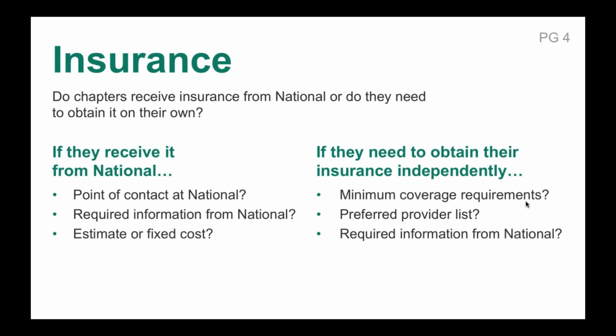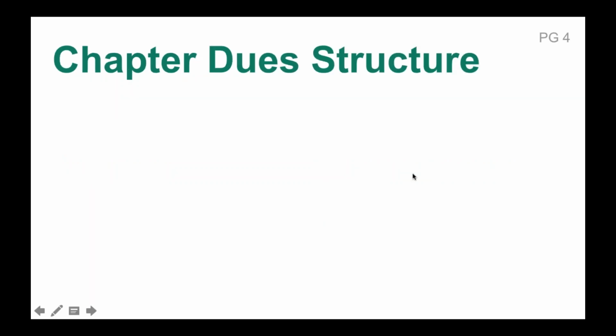If they need to obtain it independently, are you communicating the minimum coverage requirements? Are you providing a preferred provider list, so that maybe you can help negotiate better rates for all of the chapters? And what other required information is there for national? Okay, so if you're thinking through insurance, there are some resources in the playbook for you that you can check out.